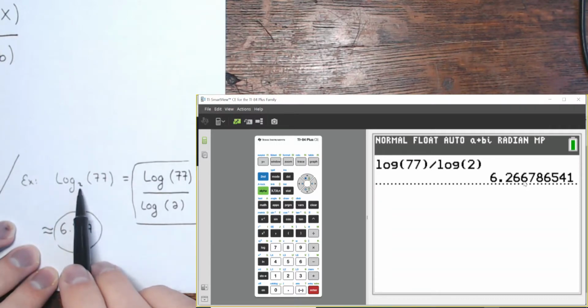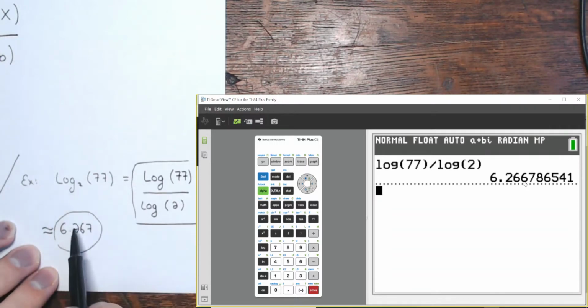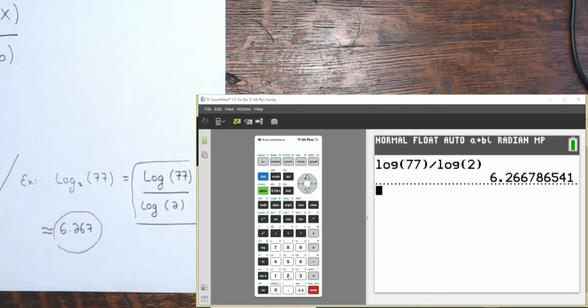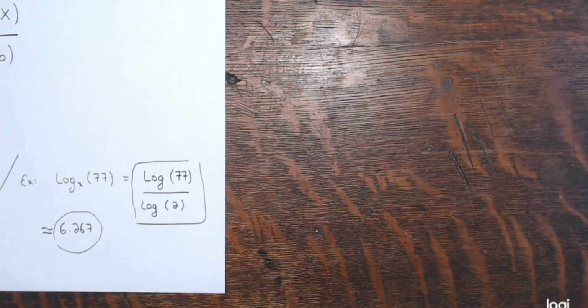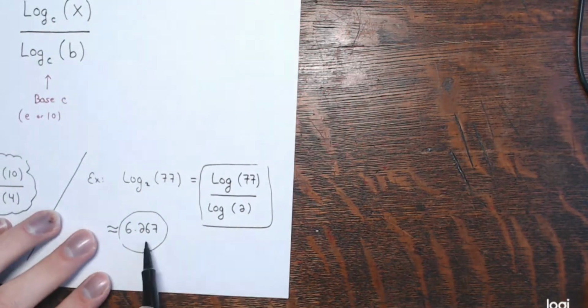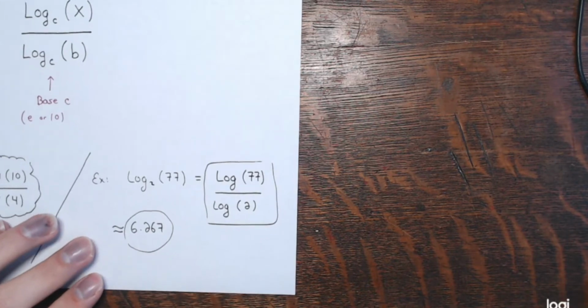And if you want to check that, if this is true, then 2 to this power should be 77. 2 raised to that previous answer, 2 raised to the 6.266 power, should be 77, and it is. So that does work. Okay, so let's get rid of the calculator, and I'm going to enter it rounded to 3 decimal places, 6.267.